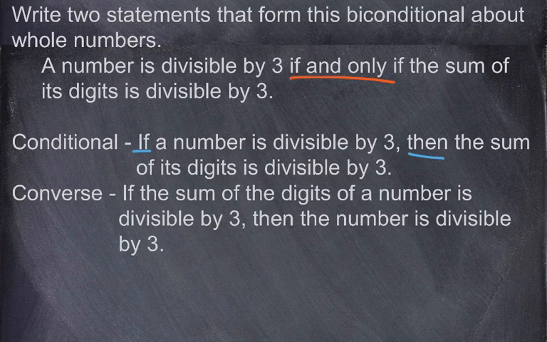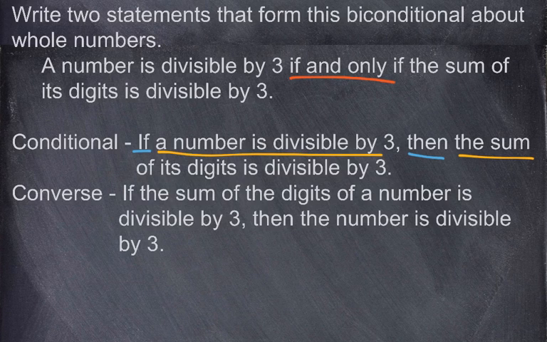Well, if we just swap the hypothesis and conclusion, then it would read: the sum of its digits is divisible by 3. Well, what is it? So when we write the converse, we have to clarify what "it" is, it being the number. So if the sum of the digits of a number is divisible by 3, then the number is divisible by 3. Okay? So again, make sure your wording makes sense and it explains what's going on when you write the converse from a conditional.